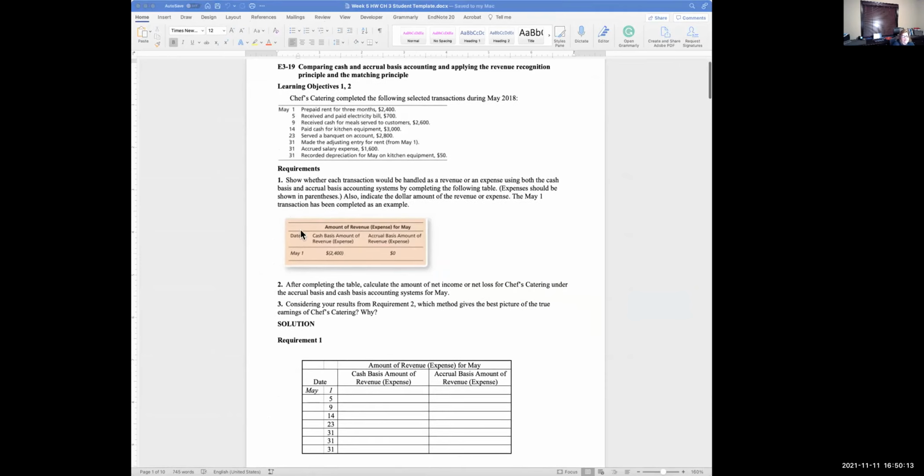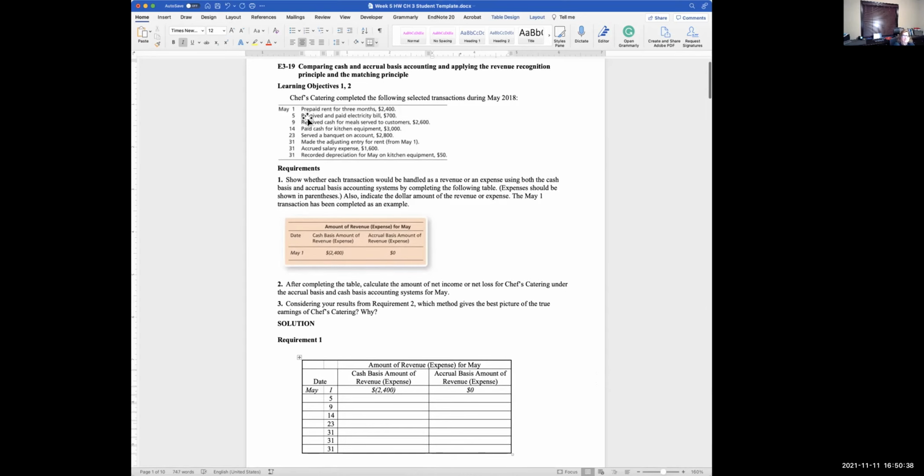So in this case, and you see how I give you the first example up here. For May 1st, you prepaid rent for 3 months of $2,400. So in that case, the cash transferred, right? So you're going to put here the $ sign and $2,400 there. And then it's not going to have any impact on your accrual basis because it was cash.